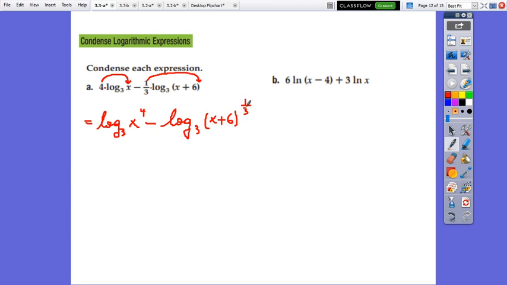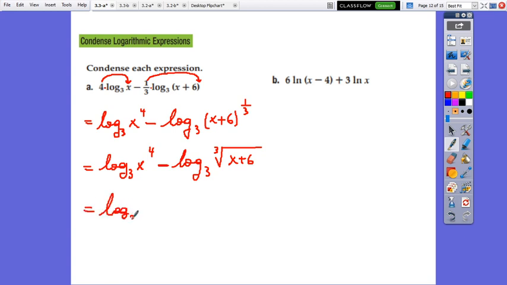The rational exponent came from a radical, so this equals log base 3 of x to 4 minus log base 3 of cubic root of x plus 6. And minus between the logs came from divide, so log base 3 of x to 4 over cubic root of x plus 6.